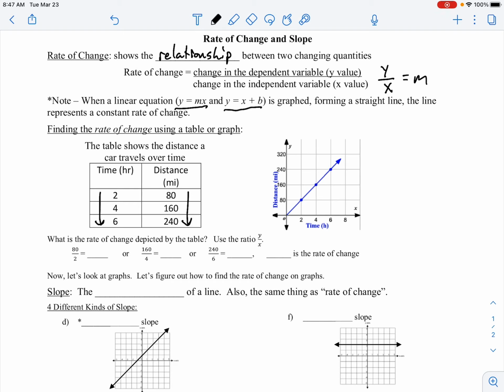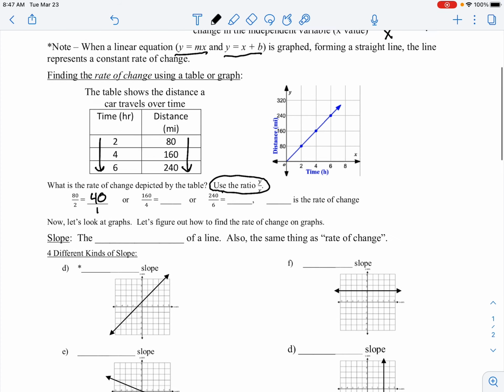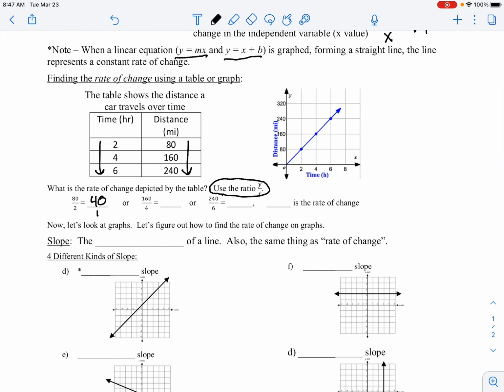All right, so what is the rate depicted by the table? So remember, we're going to use our m formula to find that out. So we're doing y over x. So our first one, 80 over 2, well, that's going to reduce to 40 over 1. 160 over 4, well, I can reduce that down by dividing by 4, and we're going to get 40 over 1 again.